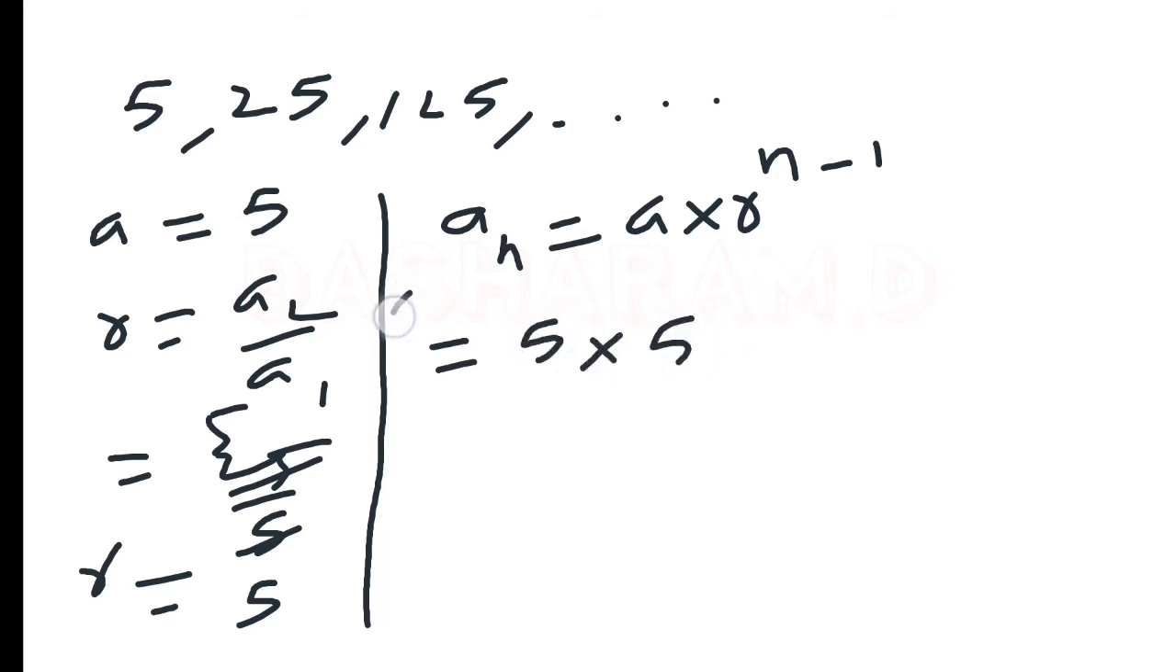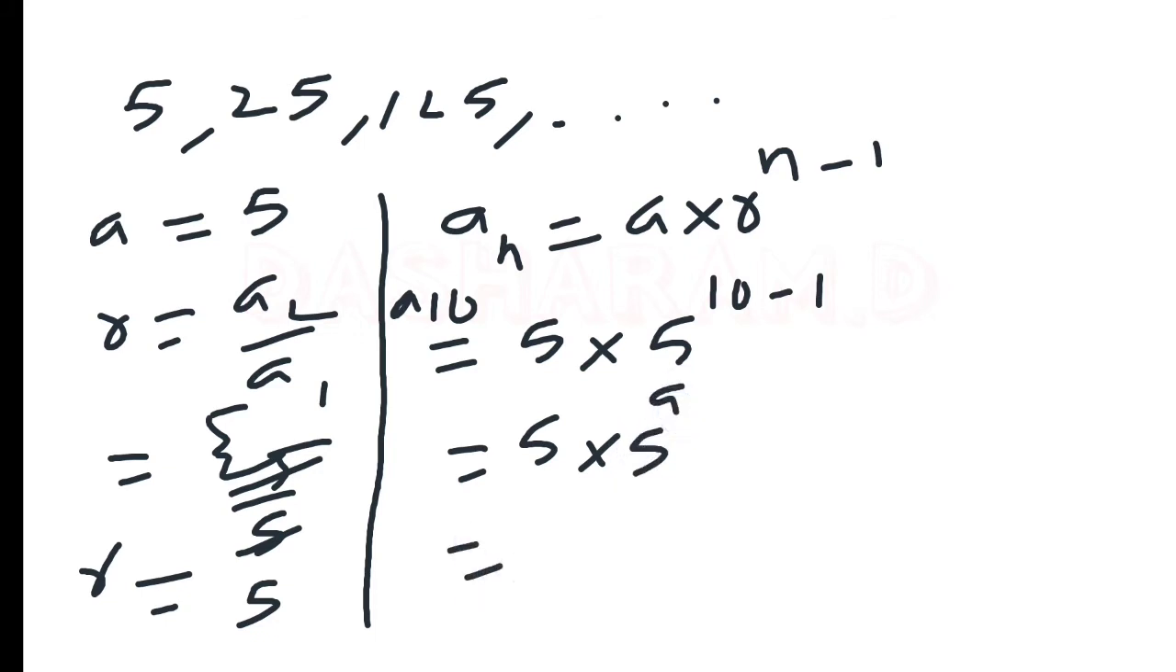For the 10th term, we are finding the 10th term, so substitute n equals 10. So 5 into 5 to the power of 9, which means 5 to the power of 10. Let's find out the nth term now.